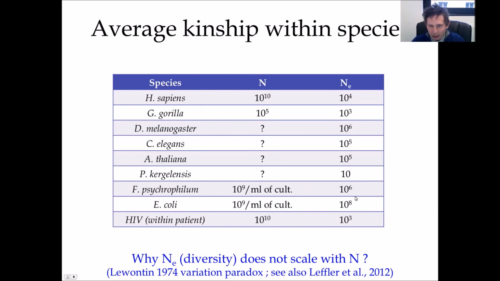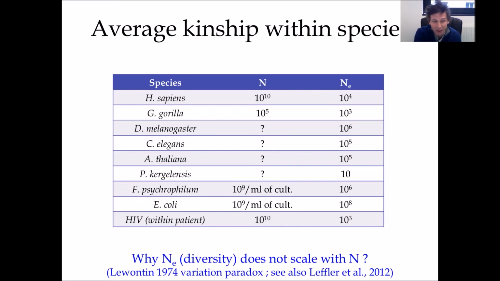Or E. coli, 10 to the 8. The ancestry is 10 to the 8 generations. The population size is likely, I asked Olivier Tenaillon, he told me like 10 to the 25, 10 to the 26. Some very big numbers. And so the question is, why does this column of NE have nothing to do with that column of N? Why does diversity, why does ancestry not scale with the population size?